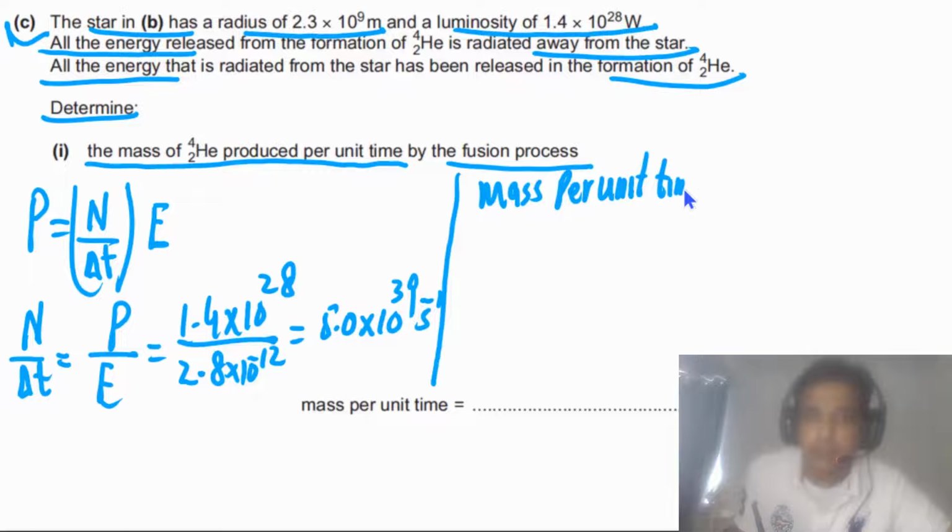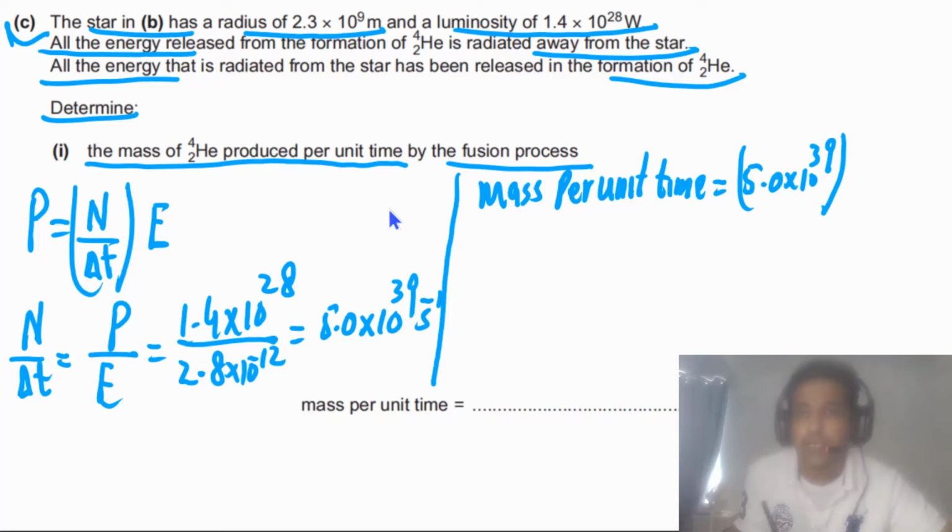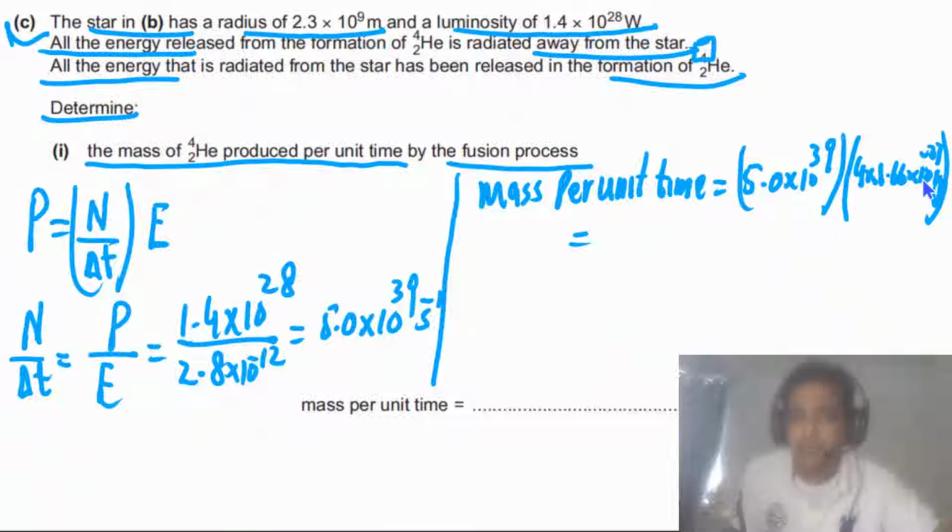Mass per unit time, this is what we need to calculate. Now we have the number of atoms, 5.0 times 10 to the 39, and the mass of one atom. The mass of one atom is equal to 4u, because its mass number is 4. So 4u means 4 times 1.66 times 10 to the minus 27 kg. Now we simply need to multiply with this. So this is the mass of one single atom.